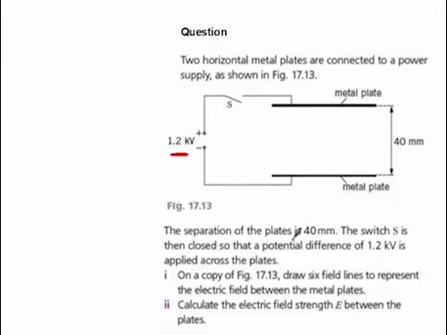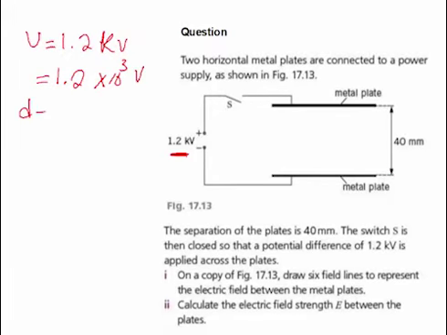The separation between the plates, so we have potential difference, which is 1.2 kilovolts, and we have to convert kilovolt to volt, so by multiplying by 1000, 10 to the 3 volt. Now we have here the separation between them, 40 millimeters. So D is 40 millimeters, and divide it by 1000 or multiply it by 10 to the minus 3. This means that you are dividing it by 1000. That will convert it to meter.